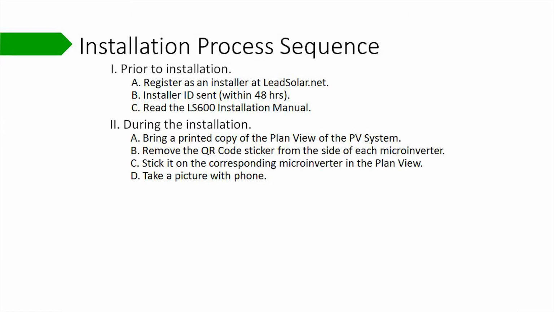2. During the installation, A. Bring a printed copy of the plan view of the PV system. B. Remove the QR code sticker from the side of each microinverter. C. Stick it on the corresponding microinverter in the plan view. D. Take a picture with phone.